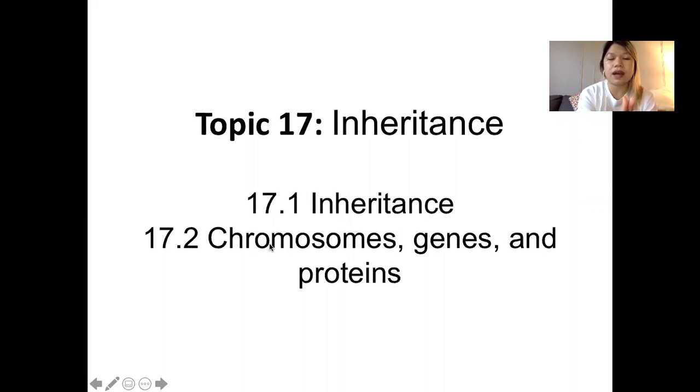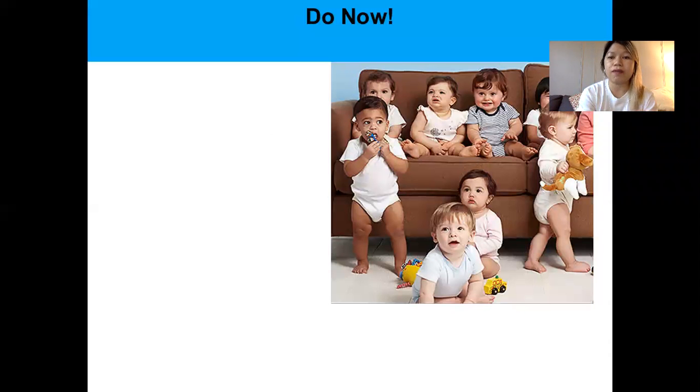Okay, so today's topic is inheritance. We're going to run with this topic for a couple of weeks just because there are a lot of really great activities associated with it, and I just think it's super interesting. So we're going to cover inheritance, chromosomes, genes, and then how proteins are synthesized as a result of the genes that we possess. So we'll start off with a do now.